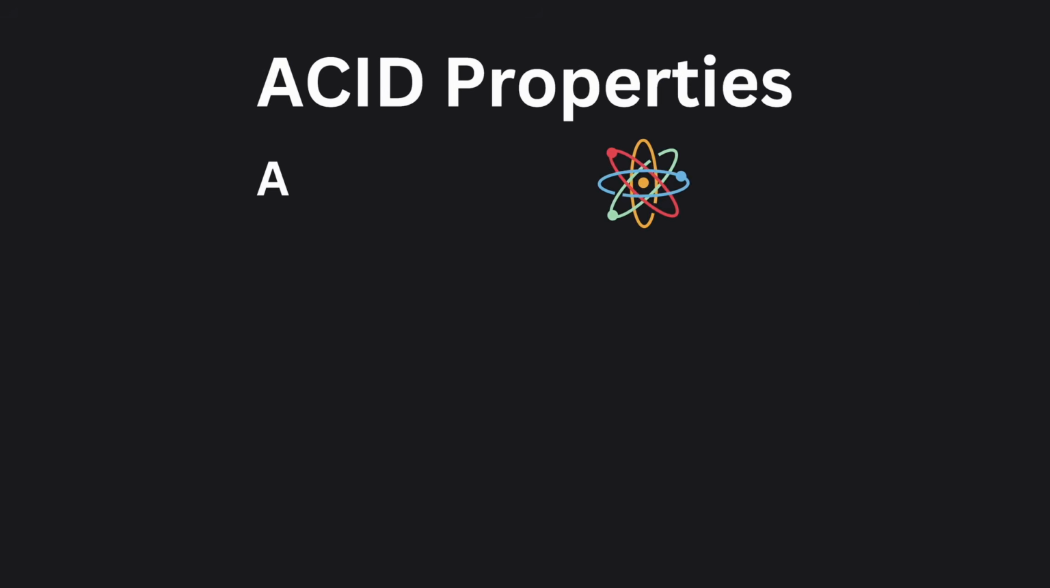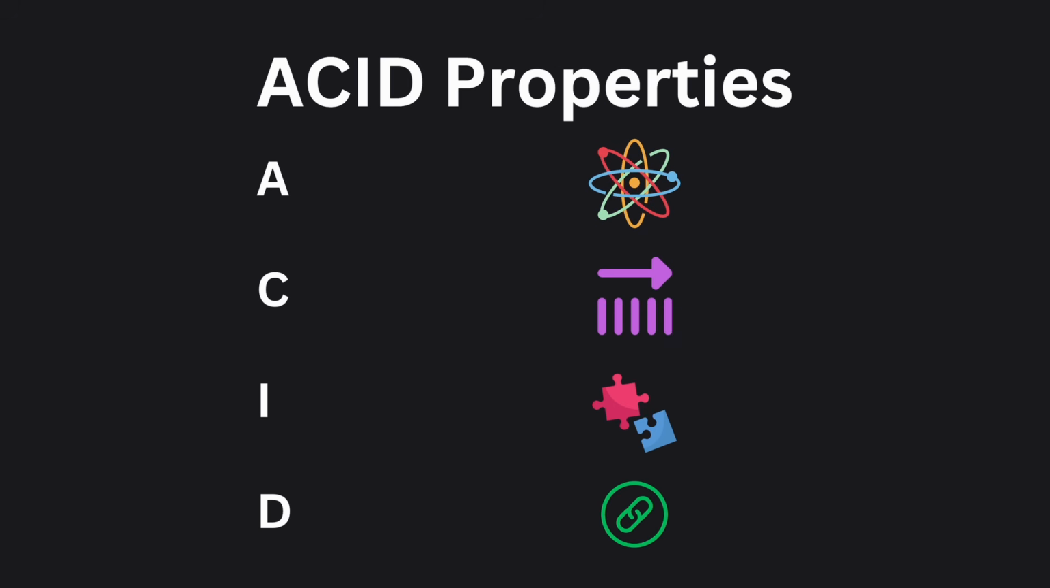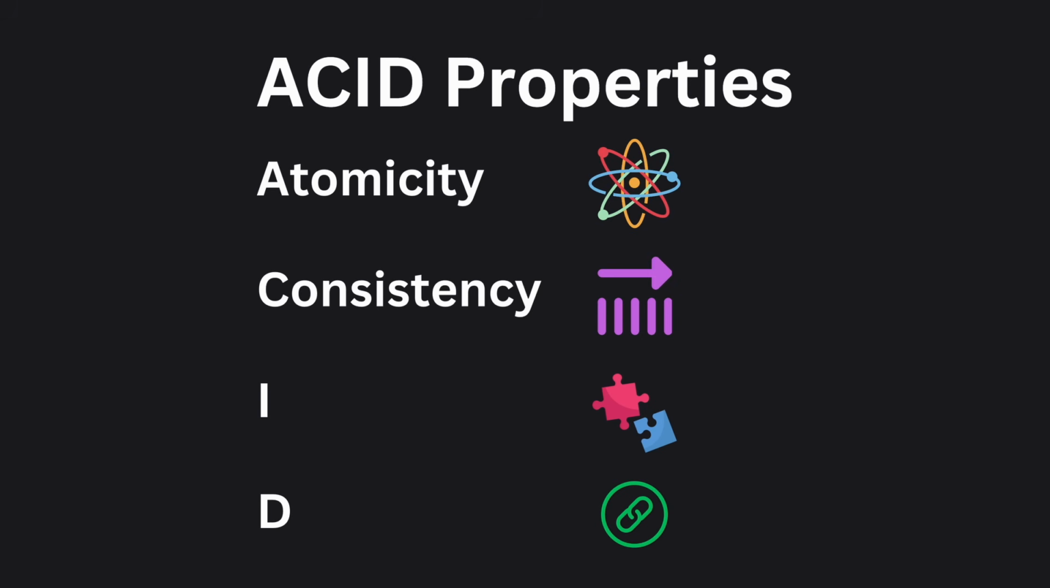Relational databases are also ACID compliant, meaning they maintain the ACID properties. A stands for atomicity, which means that transactions are all or nothing. C stands for consistency, which means that after a transaction, your database should be in a consistent state. I is isolation, which means that transactions should be independent. And D is for durability, which means that once a transaction is committed, the data is there to stay.